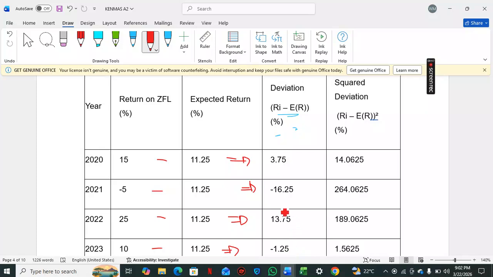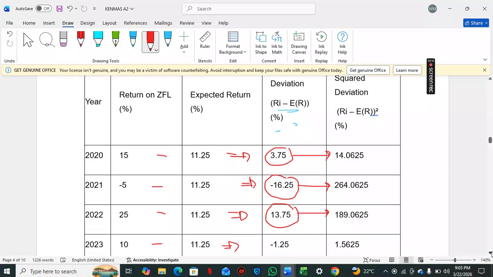After you get the deviations, square them. 3.75 squared is 14.06. -16.25 squared is 264. 13.75 squared is 189.06.